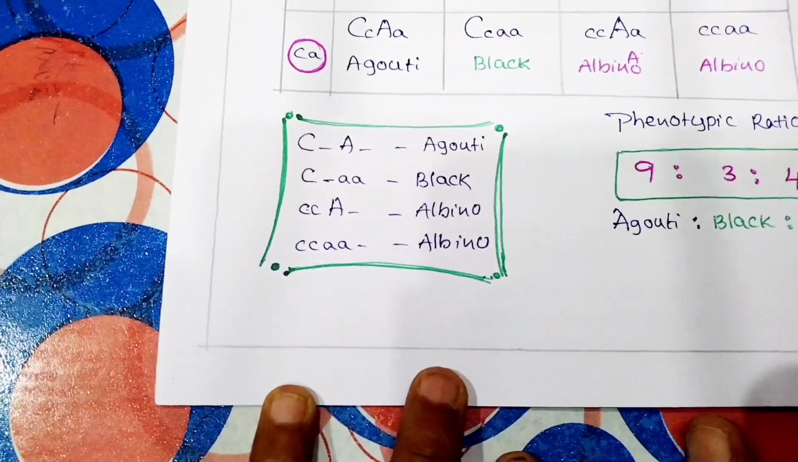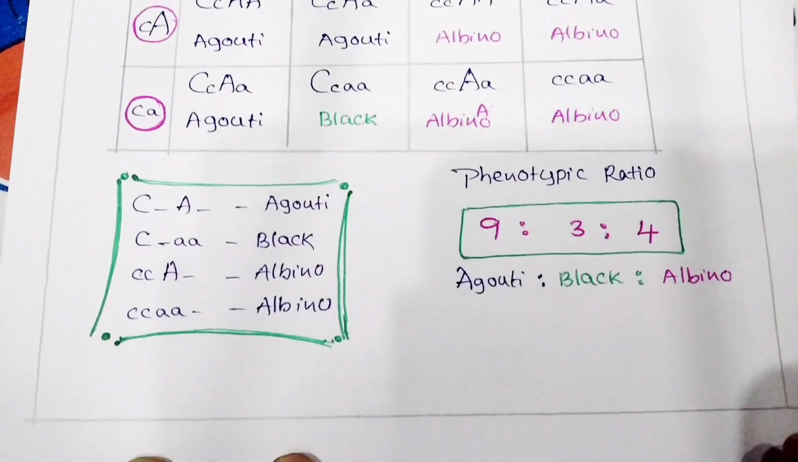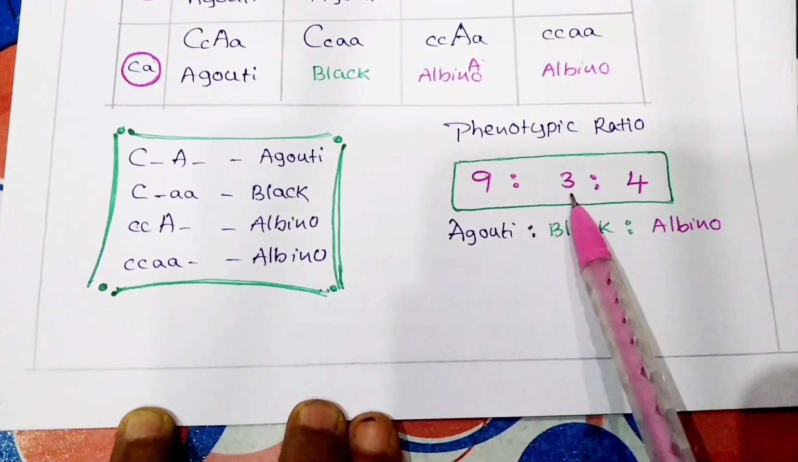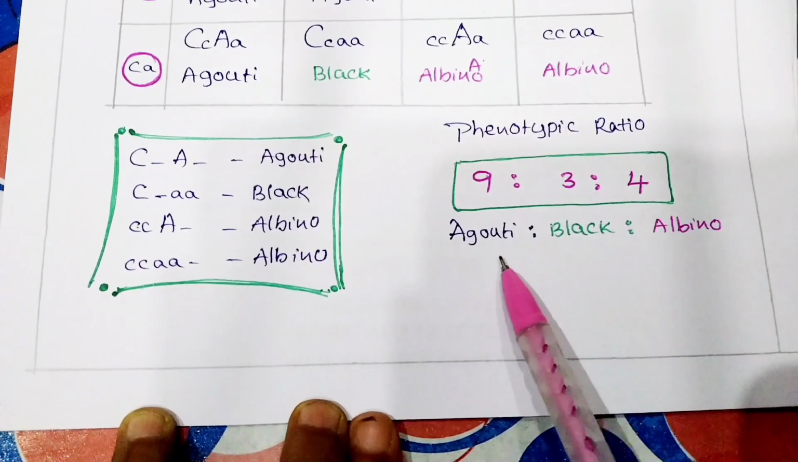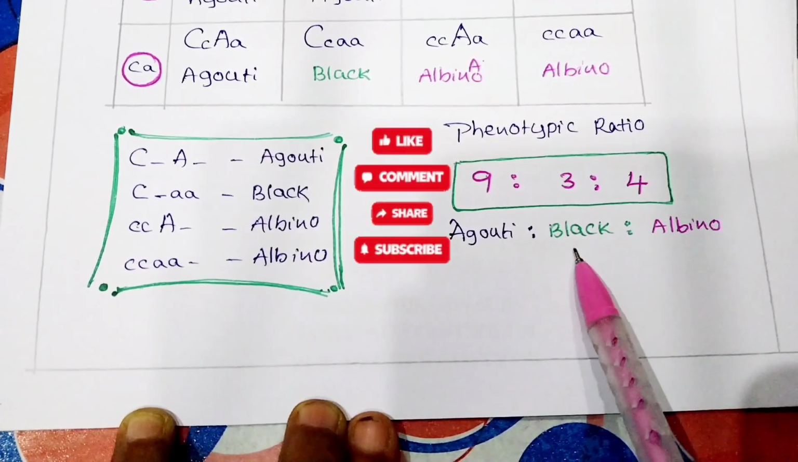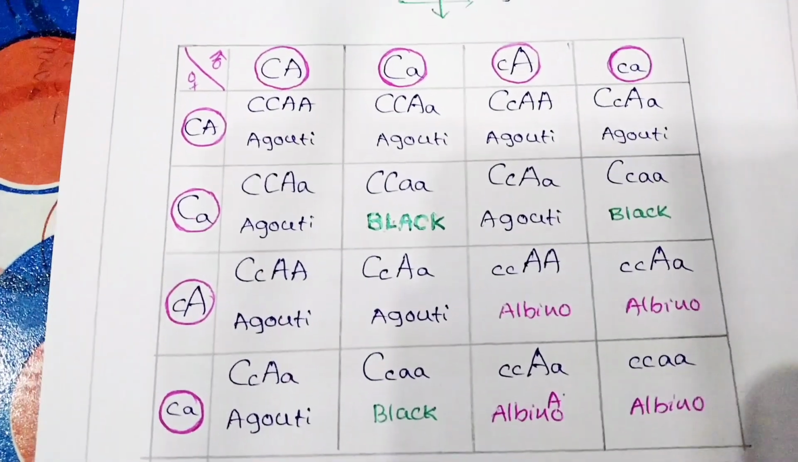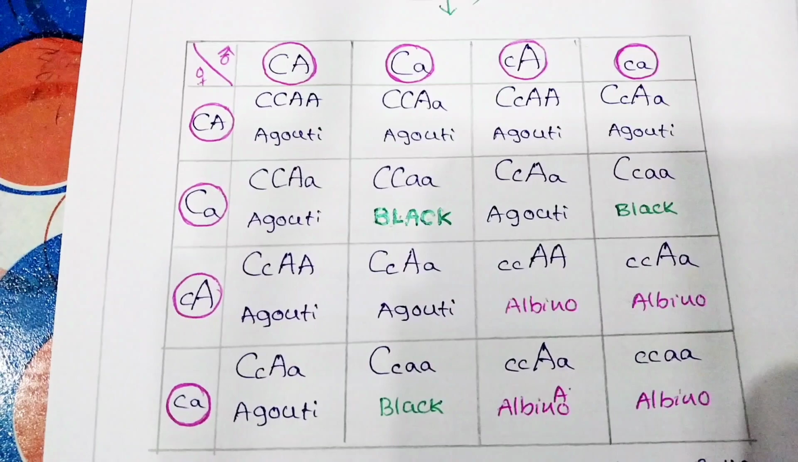So the phenotypic ratio is 9:3:4. Agouti 9, black 3, albino 4. Okay, this is the Punnett board. You have to understand it carefully.